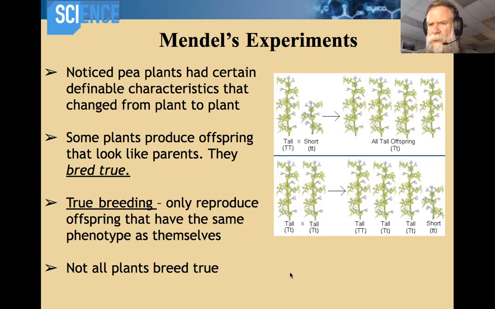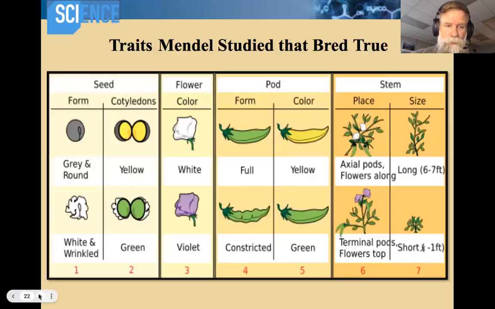But he noticed this phenomenon. There seem to be pairs of traits, one or the other, no in-betweens. And when you bred certain individuals with certain individuals, you got all of one. And that seemed to be true for all of these traits that he looked at. That was true for height, we see here. Tall seemed to be dominant to short.